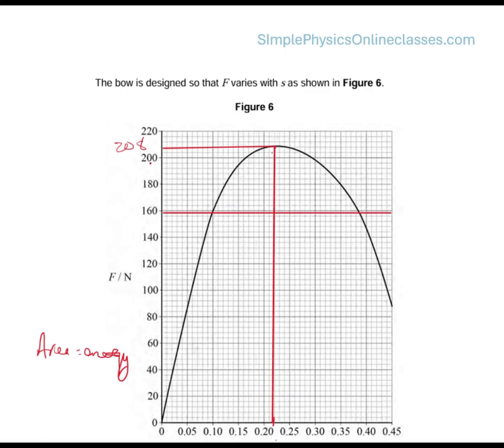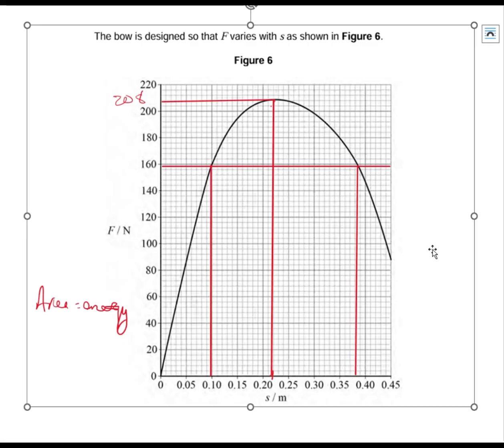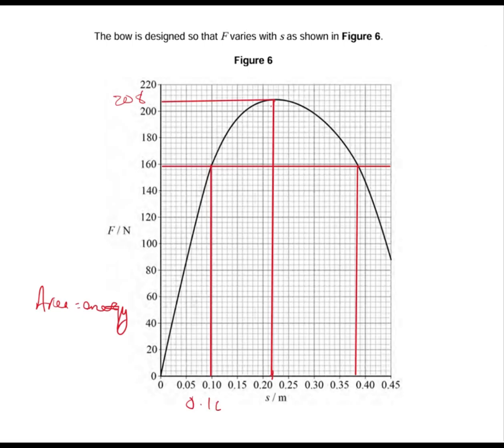Can you see S could be two values here? It could either be 0.1 or it could be this one. Let's just move that across a little bit. So it's either 0.10, or S_R is 0.37, 0.38. Okay, so the question is then, which one is it?